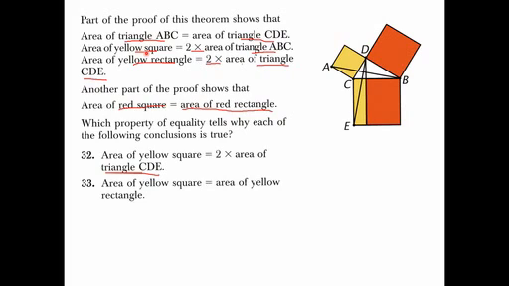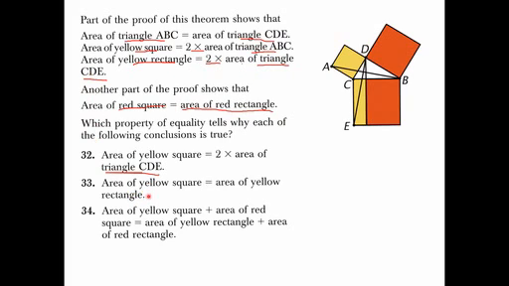Area of the yellow square. The yellow square is 2 times the area of ABC. Oh, here's the area of ABC is area of CDE. Maybe that helps. Okay. And the rectangle is 2 times the area of triangle CDE. So find 2 of those to put them together to help you get 33.